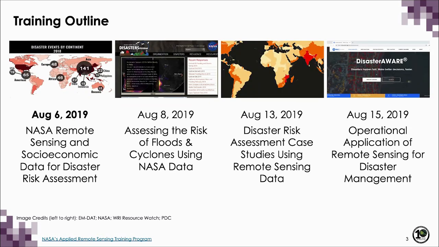There will be four parts to this training. Two sessions will be this week and two next week. Each of these will be repeated twice, one from 10 to 12 and then 3 to 5 Eastern US time. Today we will start with NASA remote sensing and socioeconomic data for disaster risk assessment. Then later this week, we will have a demonstration of how these remote sensing data can be used to assess risk for floods and cyclones. Next week, we will have guest speakers talking about disaster risk assessment case studies using remote sensing data. And finally, we will have operational application of remote sensing data for disaster management.